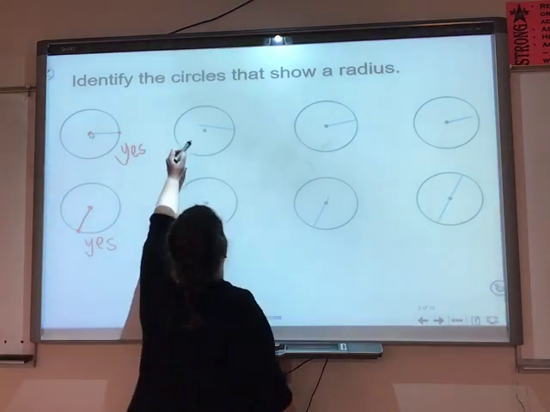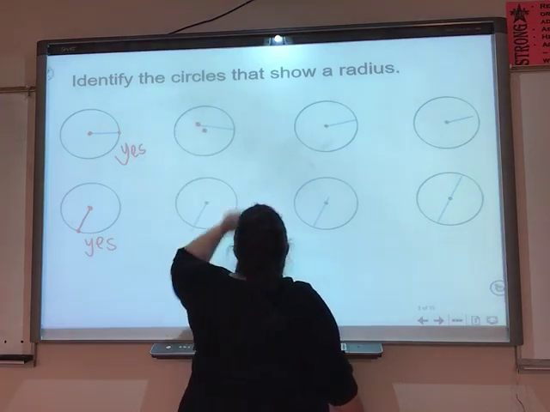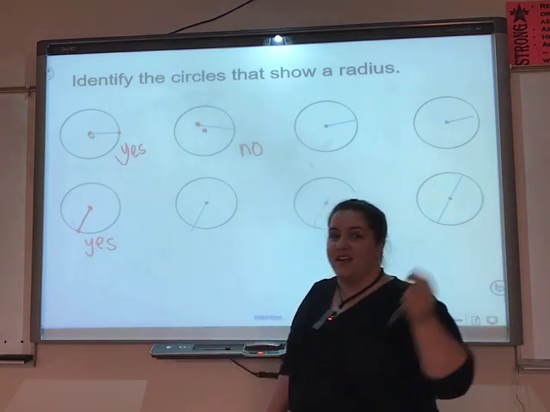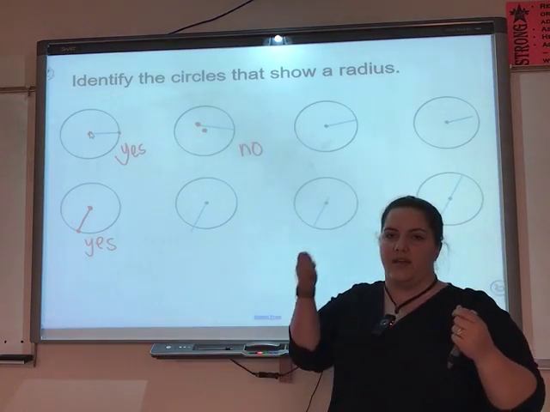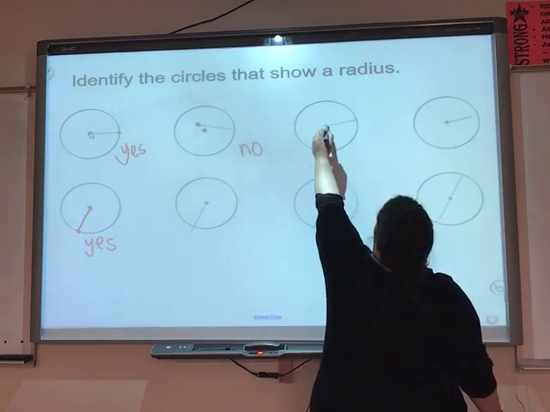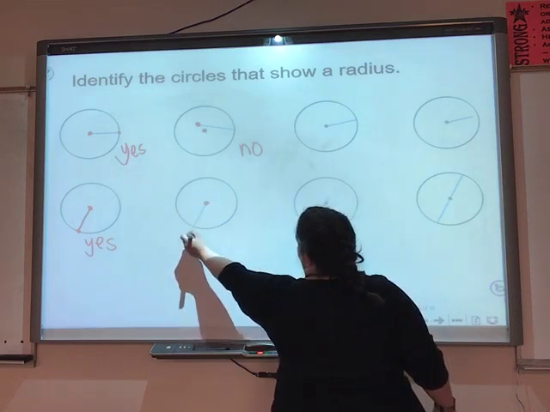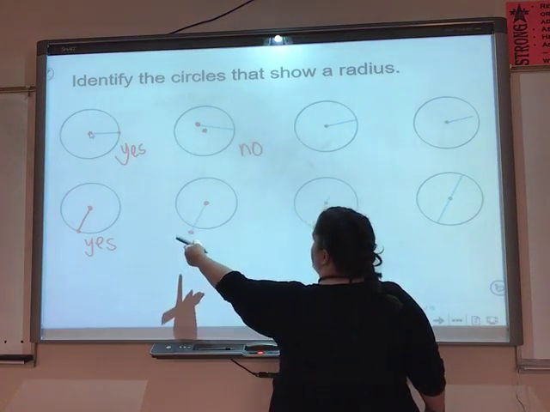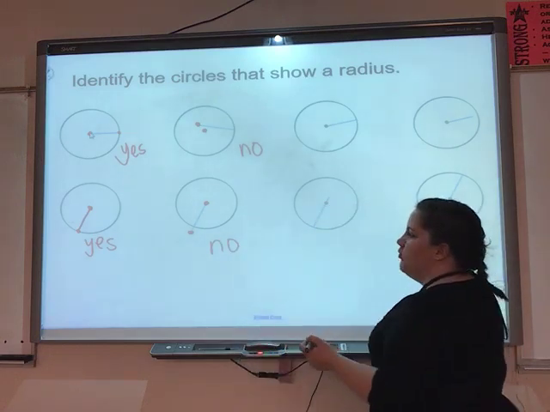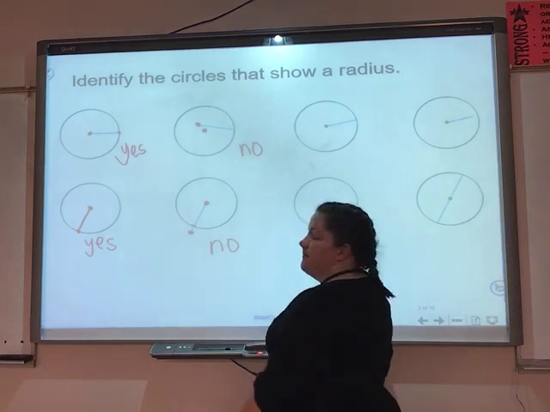Now looking here, we have one end point right here, but the center is right here. So this one is a no because it's not hitting one end of the center point and one end on the edge of the circle. Looking here, we have our center point, awesome, but then it hits beyond the edge of the circle. So this one's going to be a no because we don't have that point ending right here.